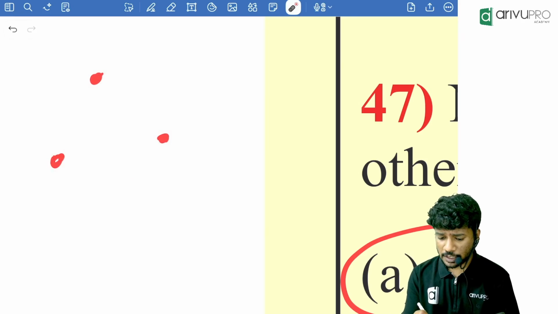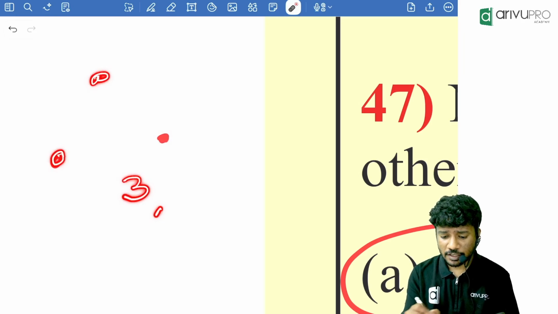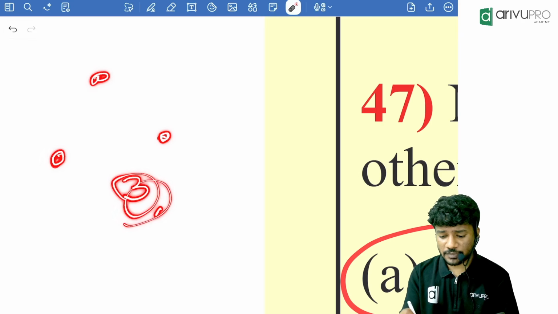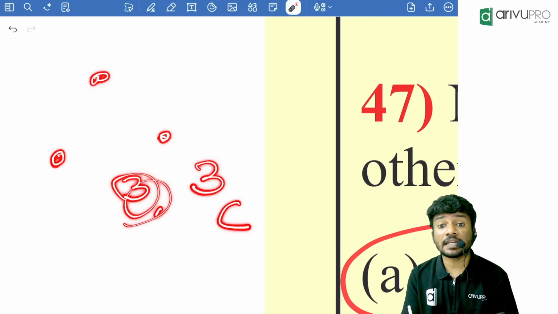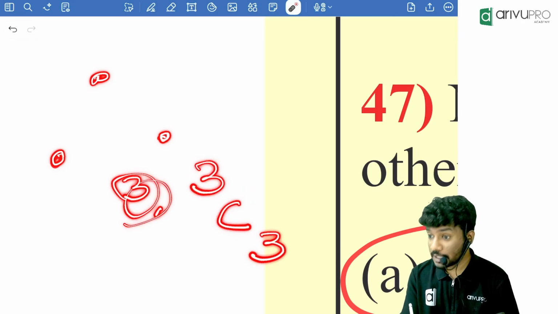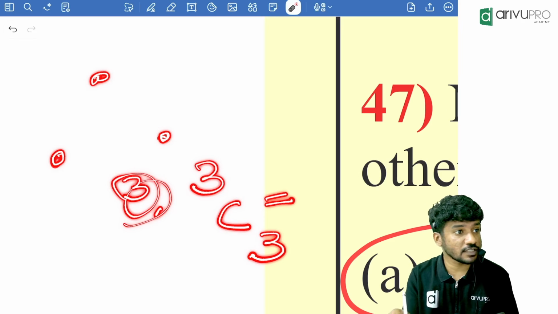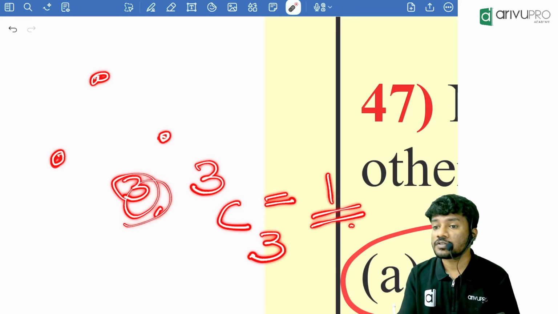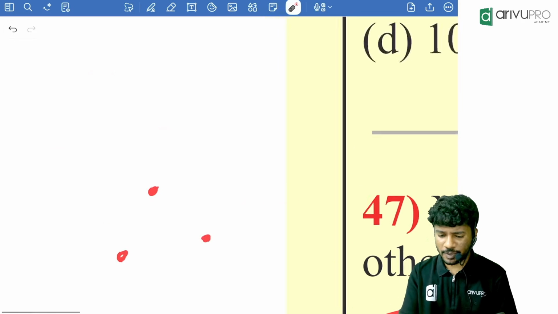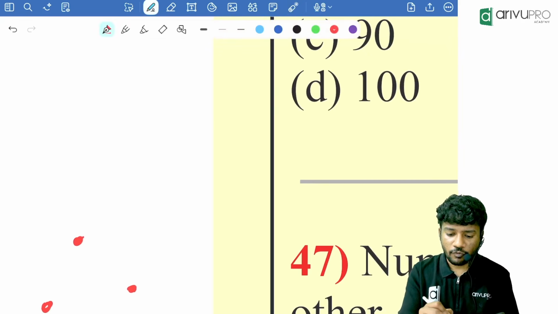How many points are given over here? 3 points are given. From the 3 points, I require how many points? 3 points in order to form a triangle. So how many did I get? 3C3 is how much? 3C3 is 1.